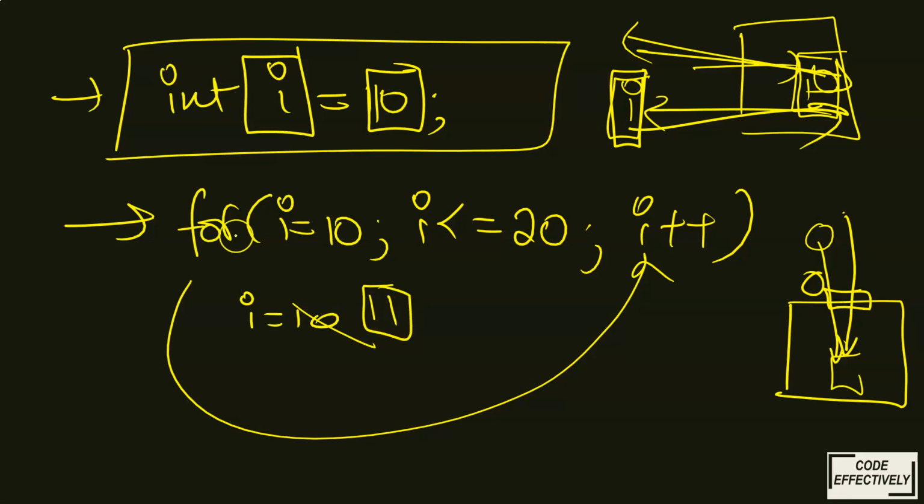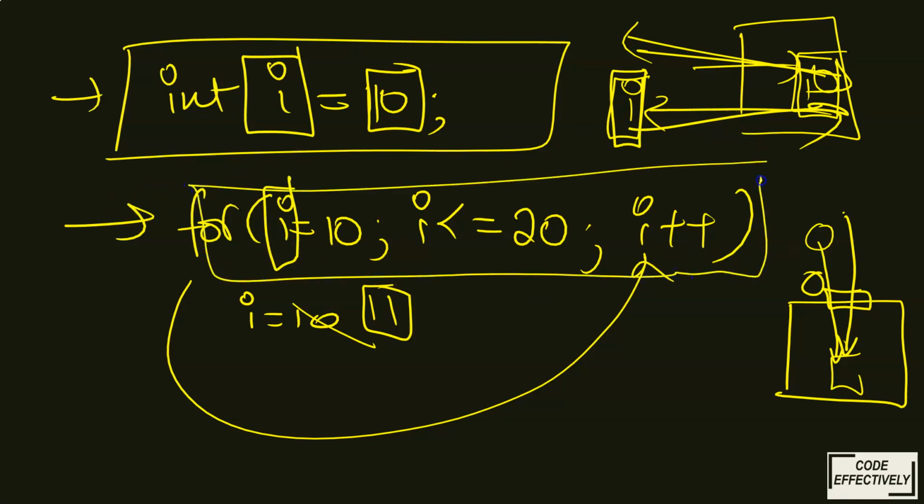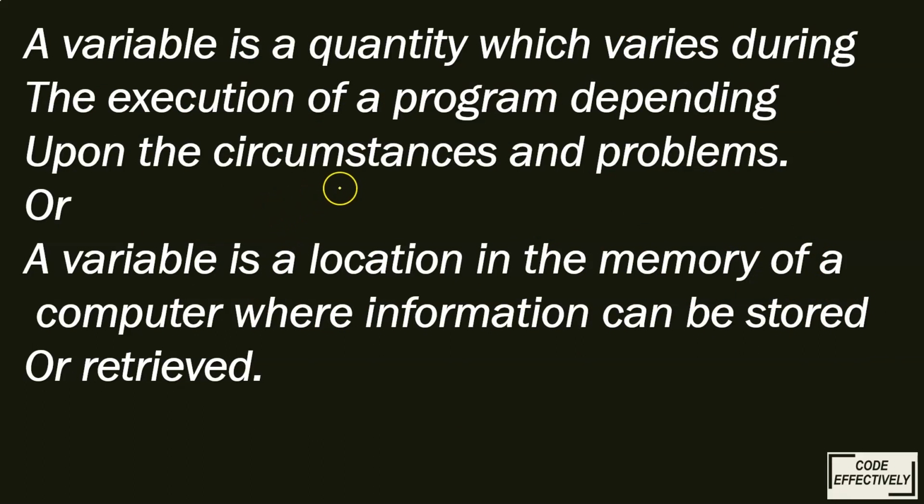So this signifies that the variable value can increase or can decrease. It changes depending upon the circumstances. Here in the for loop, the circumstance was that the value of i gets increased because we were using the increment operator. Had it been i--, the value would have gone decreasing. So as the name suggests, a variable is the quantity that varies. The name itself gives the definition: a quantity which varies during the execution of the program.